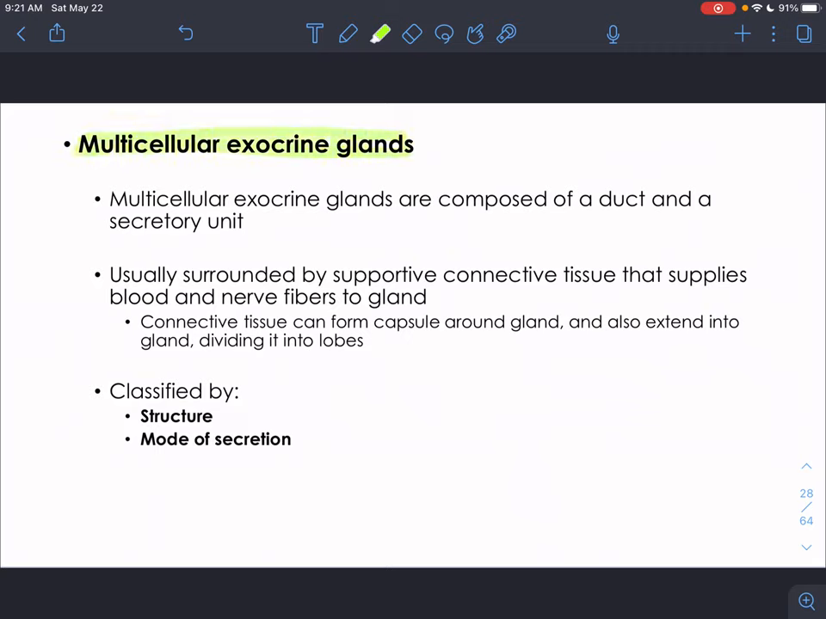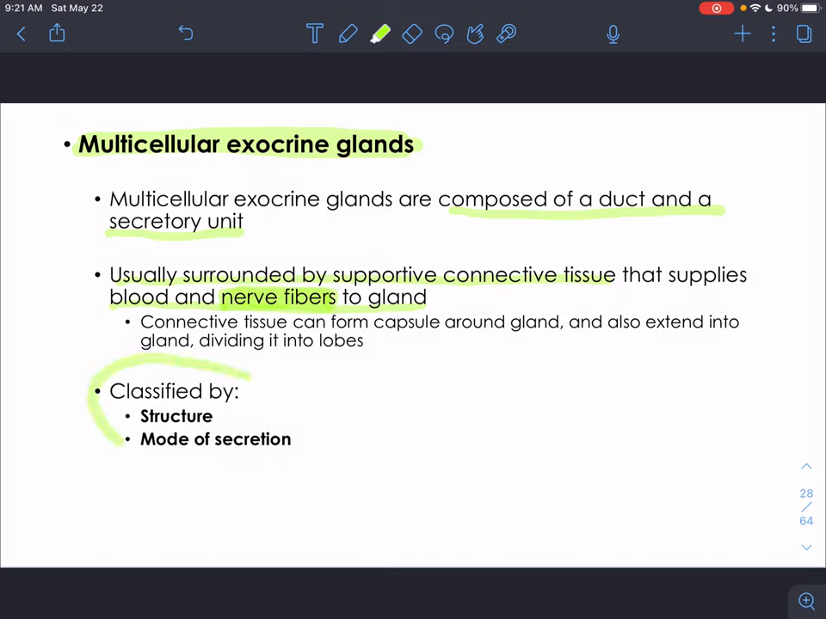We can also have multicellular glands. These are more common and can do more different things. They're composed of a duct and a secretory unit. Usually they're surrounded by connective tissue, all epithelial tissues are, right? That supplies blood and nerve fibers to the gland. So the nerve fibers are going to innervate the gland and tell it to release things when it needs to, right? The glands aren't just going to be always producing their substances. The nerve fibers are going to innervate it and tell it when it needs to release whatever it's releasing. And obviously it needs blood supply to get the nutrients and whatnot that it needs.